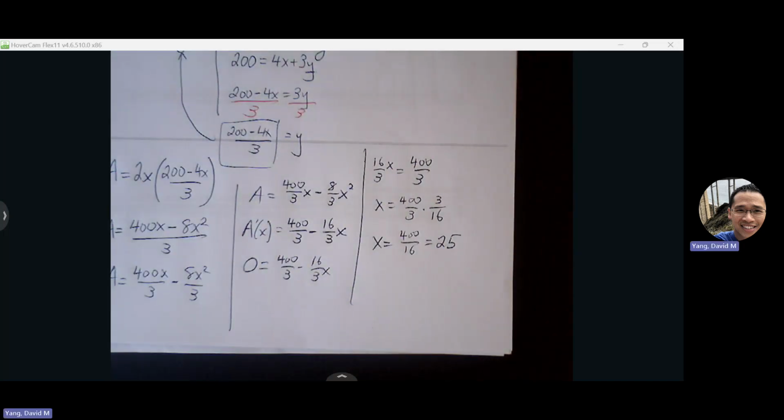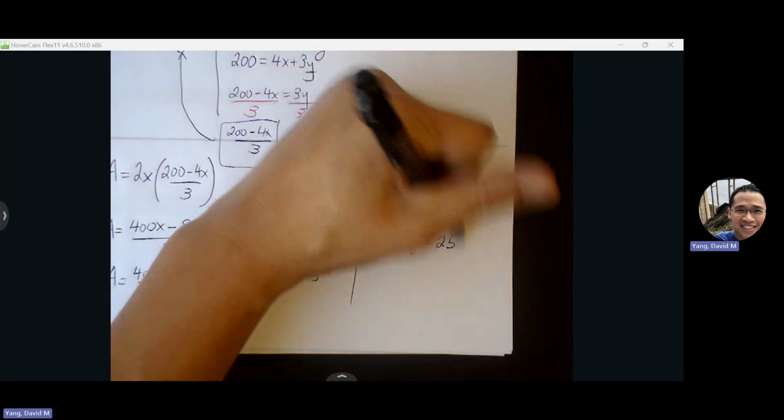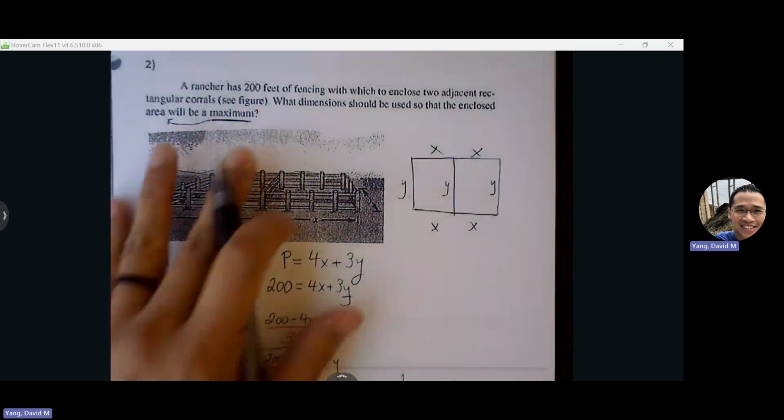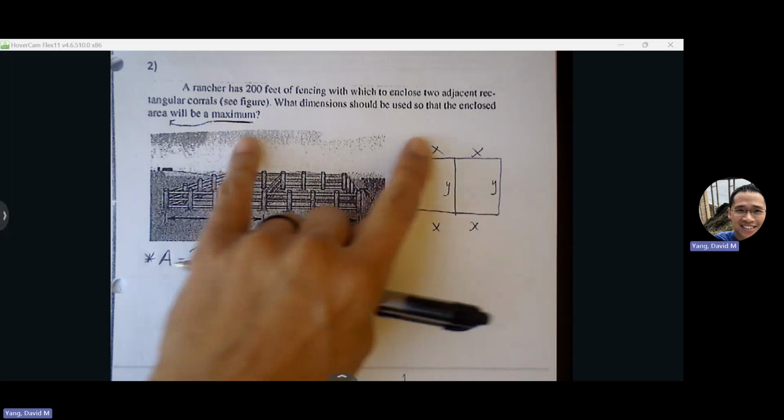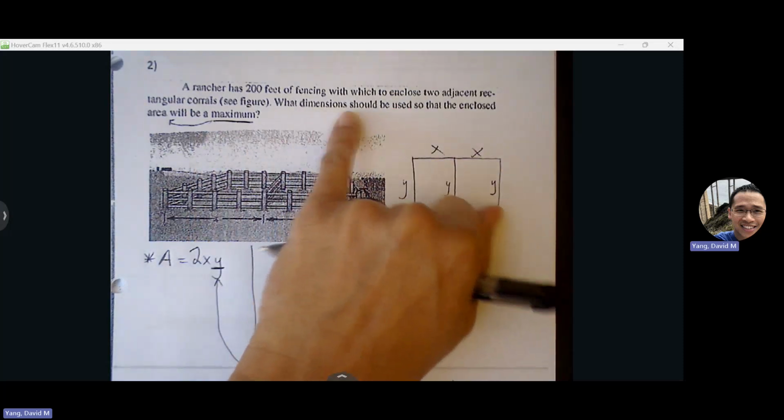So once we solve for x, we just go back and see, okay, what's the problem asking for? Is it asking for the perimeter? Is it asking for the area? Is it asking for the dimensions? But once you have your x, you're pretty much near your answer. You just have to figure out what they're asking. Oh, they're asking for the dimensions.